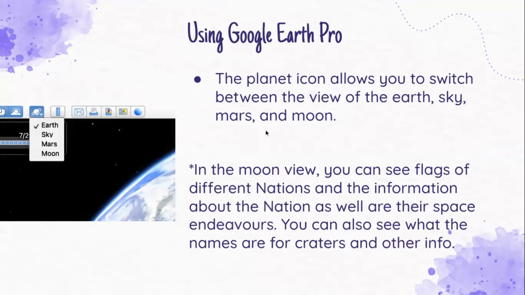The planet icon allows you to switch between the view of the Earth, sky, Mars, and Moon. In the Moon view, you can see flags of different nations and the information about the nation as well as their space endeavors. You can also see what the names are for craters and other info.